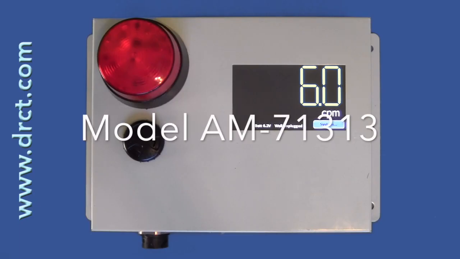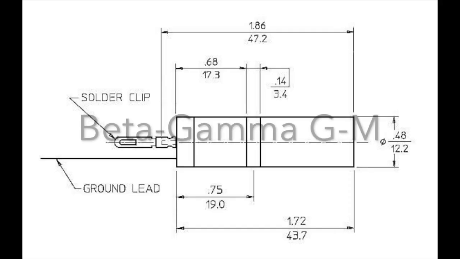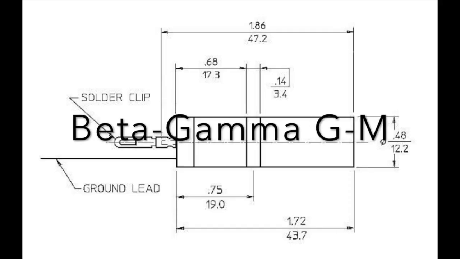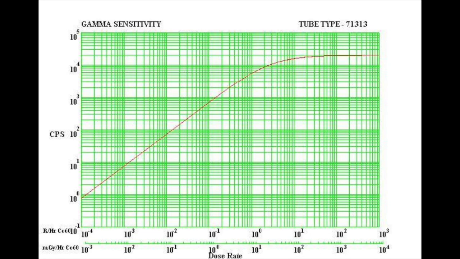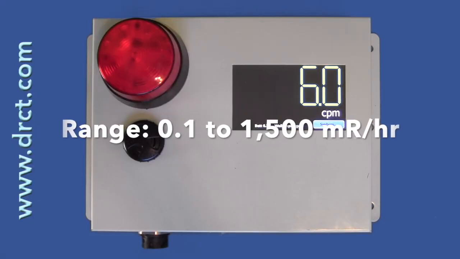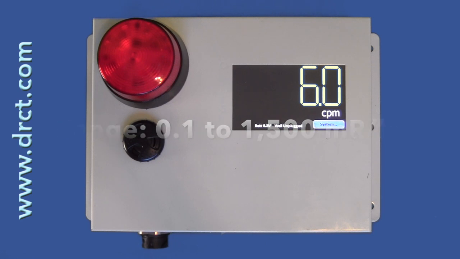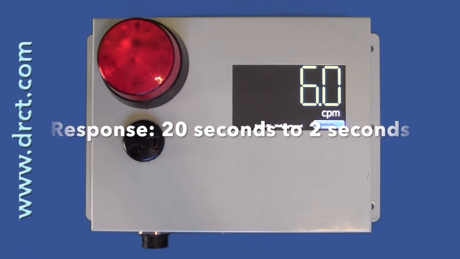This model, the AM71313 Area Monitor, features an internal energy-compensated Geiger-Müller detector for beta-gamma radiation. The model number refers to the LND Geiger-Müller detector that it interfaces with. The operating range for this model is 0.1 to 1,500 milliR per hour. The response time varies automatically from 20 seconds to 2 seconds.